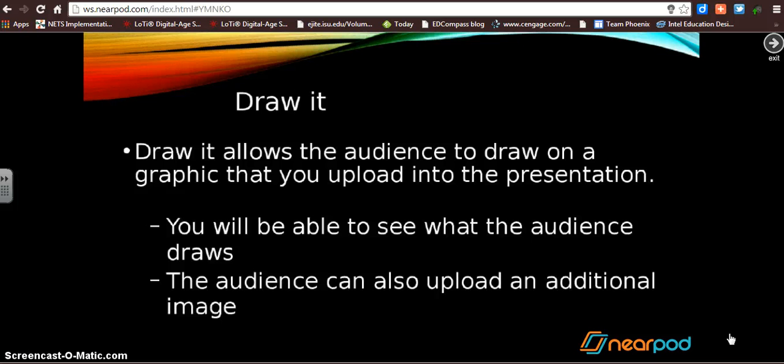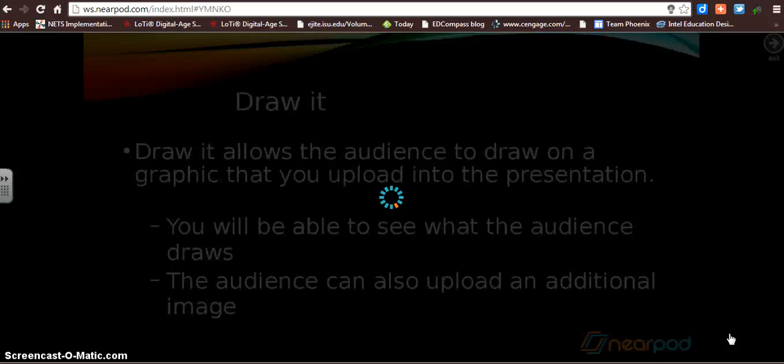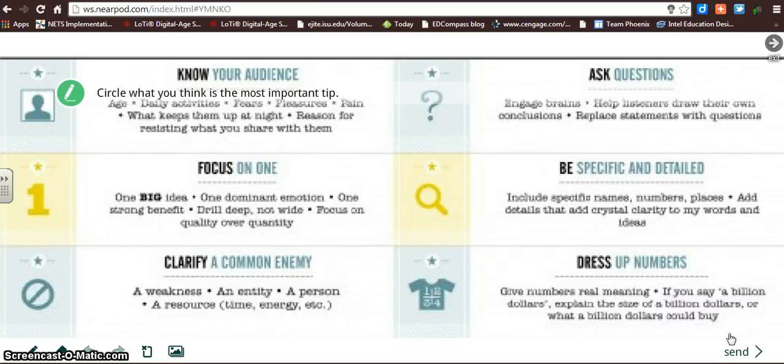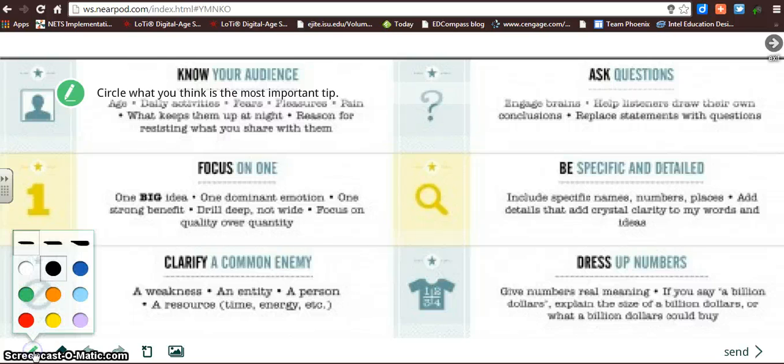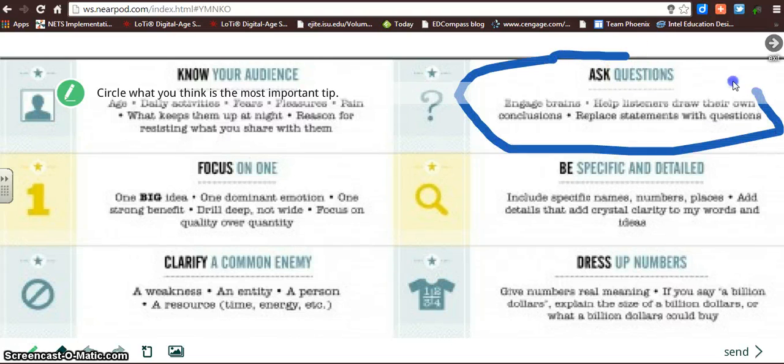The next one that we talked about was draw it. This is an informational screen. And then here's the sample. So when students have an opportunity to draw it, you'll notice that the question is here, the prompt, circle what you think is the most important tip. That's a little hard to read because we have uploaded an infographic in this slide. But down here in the bottom left, you'll notice we have pins. So I can go ahead and select a pin length and a pin color if I would like to. And then I'm going to circle what I think is the most important tip. So I think that is asking questions.